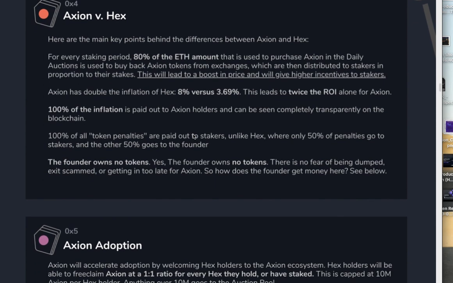100% of inflation is paid out to Axion holders and can be seen completely transparent on the blockchain. 100% of all token penalties, so there's another form of income, are paid out to stakers, unlike Hex where only 50% of penalties go to stakers and the other 50% goes to the founder or the origin addresses. The founder owns no tokens. Yes, the founder owns no tokens in Axion. There is no fear of being dumped, exit scammed, or getting too late for Axion. So how does the founder get money here? See below.